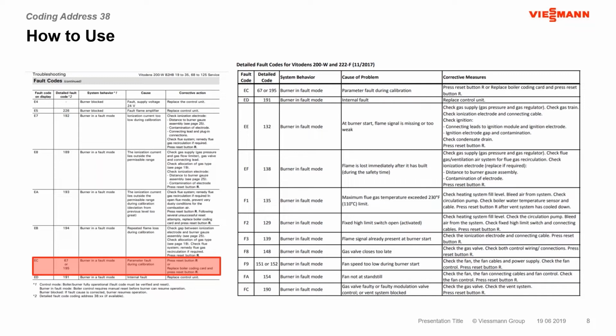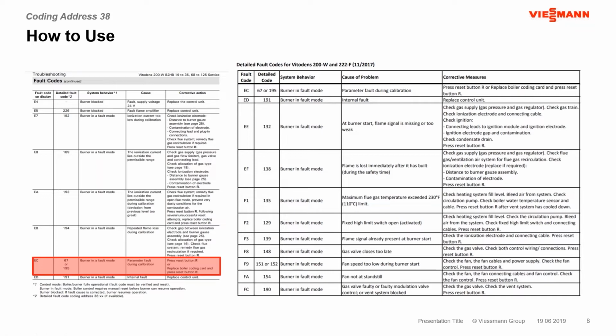If you had the EC fault and you went to address 38 and it was 195, there would be an extra step. You'd have to replace the boiler coding card and then push the reset button. So there it basically defines a little bit more detail for you when you have that fault and what you're going to do as far as the troubleshooting, basically to trace that out, diagnose it, and then correct the fault. So that's how we would use that.